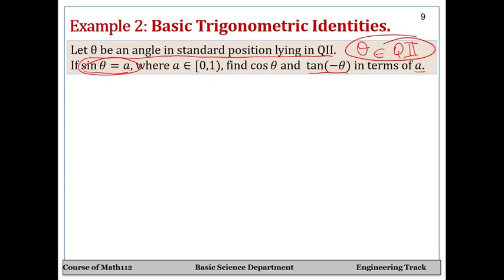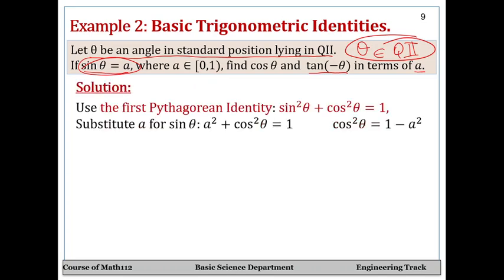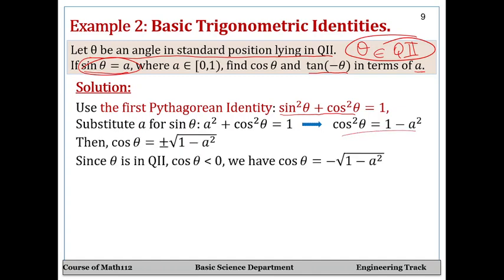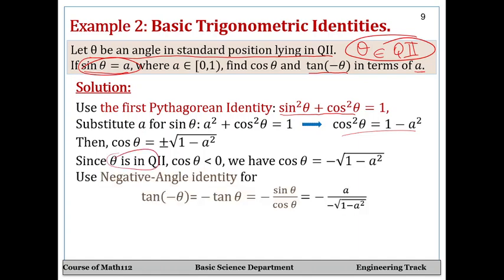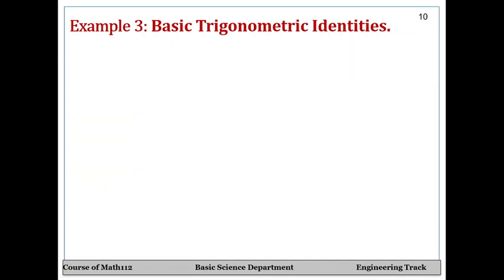The same thing is explained in this example here on this slide. We set up the Pythagorean identity for sine squared plus cosine squared, and from there we find 1 minus A squared. From there we get plus or minus. Then, since theta is in Q2, we take negative, and we use the negative tangent identity here. It's an important one. Then we substitute and get this result.